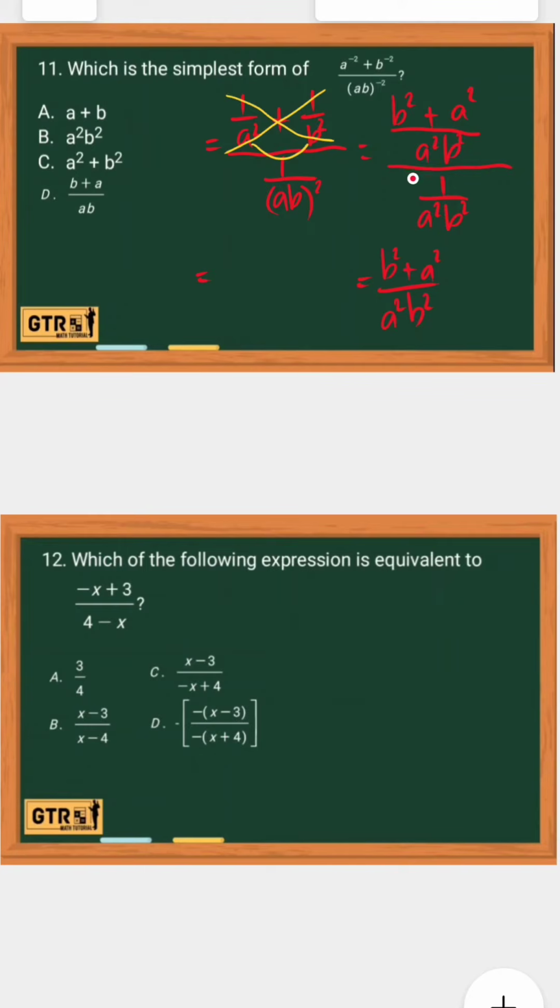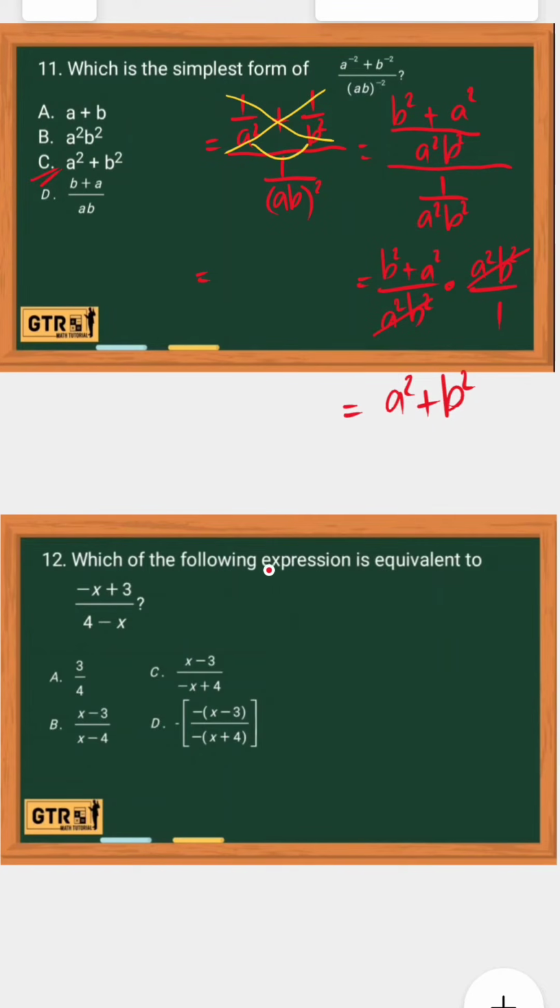So in dividing fractions, all we have to do is get the reciprocal, then change the symbol to multiplication. So 1 over a squared b squared will become a squared b squared over 1. So now we can cancel this a squared b squared. So therefore, the final answer is b squared plus a squared, or we can arrange that alphabetically. So that is equal to a squared plus b squared divided by 1. So pwede nang hindi isulat ang 1 dahil identity property ang 1. So the final answer is a squared plus b squared, letter C.